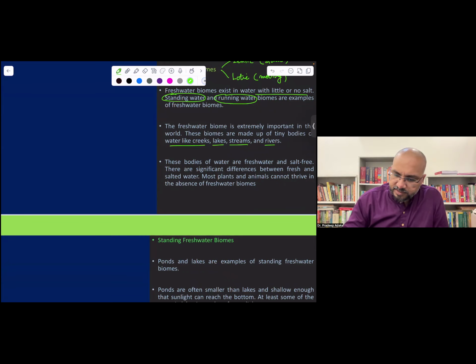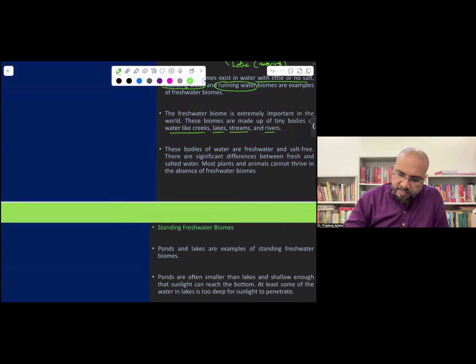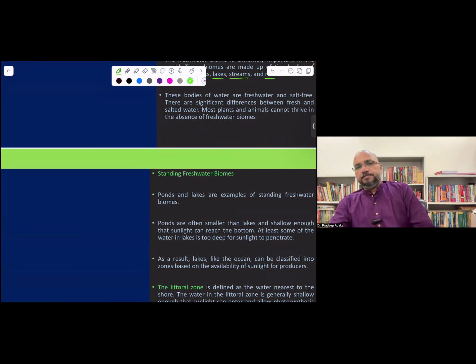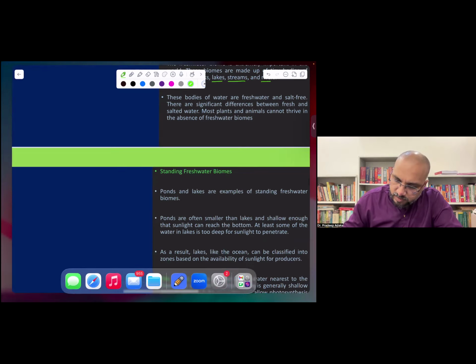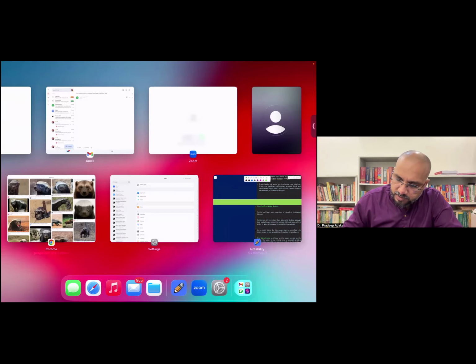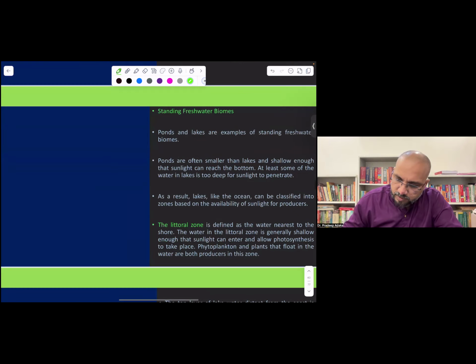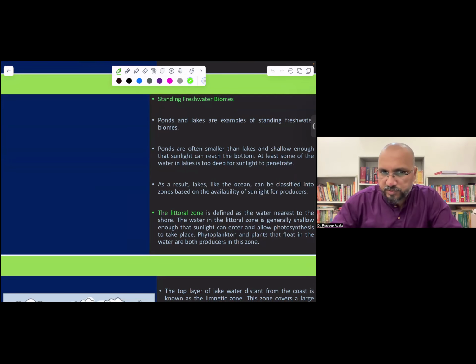There are significant differences between fresh water and salt water. So most of the plants and animals, they cannot survive in the salt water. So they need special adaptations to remove the salt from their body, okay, or to prevent salt buildup in their body. So they have some kind of mechanism. So first, let us look at standing water bodies. Then we can go for water bodies that are flowing. Fresh water में ही standing water bodies देख लेते हैं पहले.